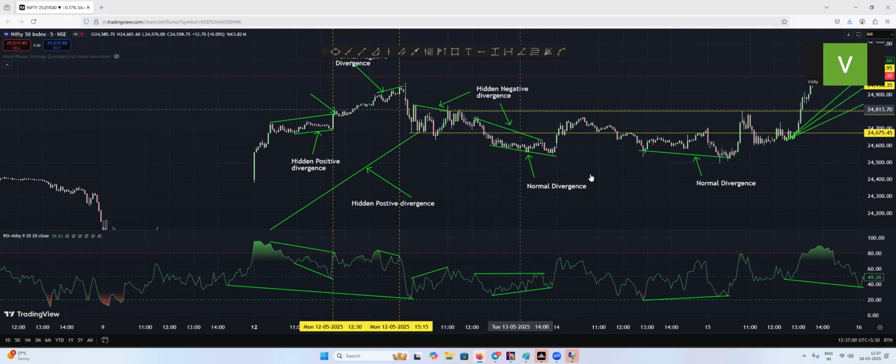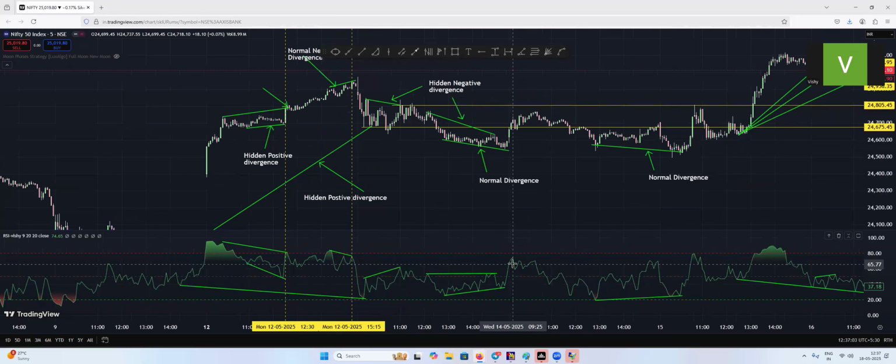Same range. Now see what has happened. See, RSI went up here. Okay, it went up here.